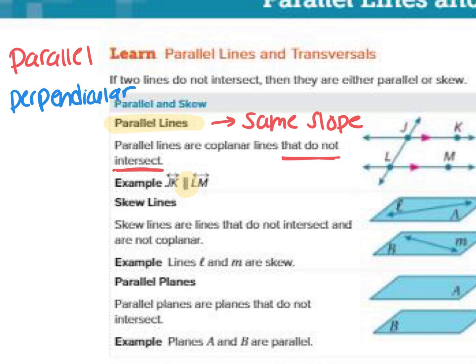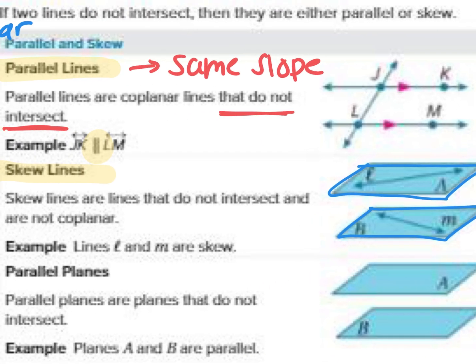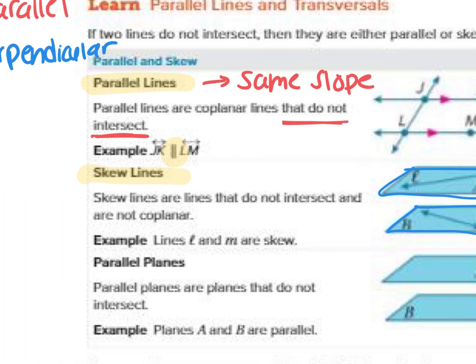Some new words that we're going to look into. First of all, we have skew lines. Skew lines are lines that do not intersect and are not coplanar. And if we look here at the example, we have a plane here. That would be considered plane A. And then we have a separate plane B right underneath it. And so those lines are on those two separate planes, and because of that, they will never intersect naturally just because they're on separate planes. And they're also not coplanar, so that would be skew.